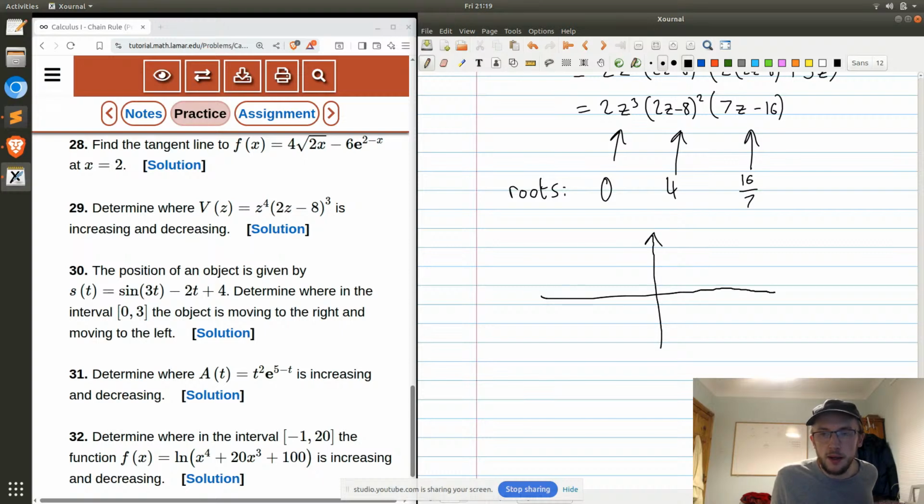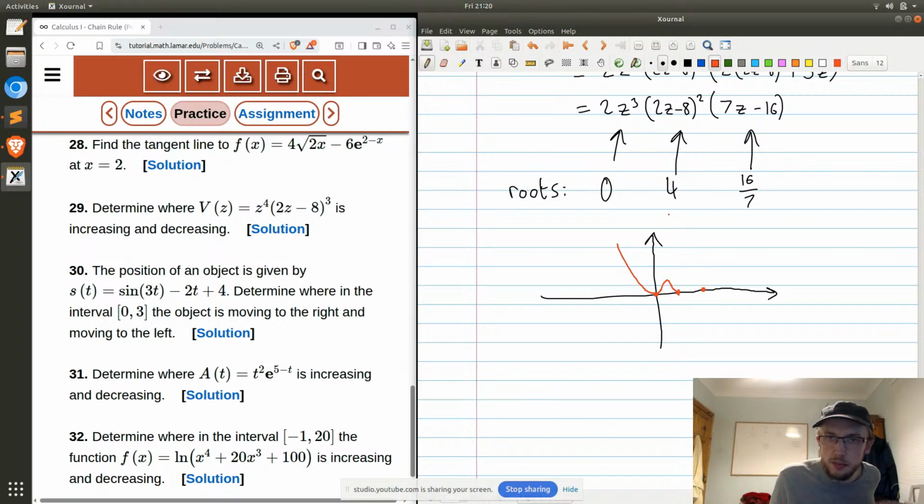And why am I going to graph it? Because I want to know where it's positive and negative. That's what I want to know. So 0 there, and 4 where? 16 over 7 there, and 4 right there. And then how will it look? How will it look? It's going to look like this.